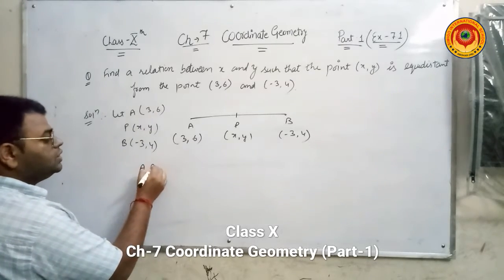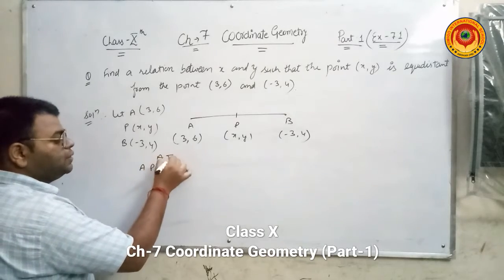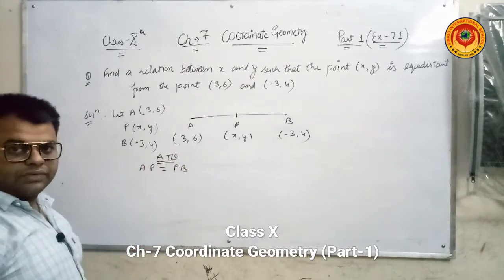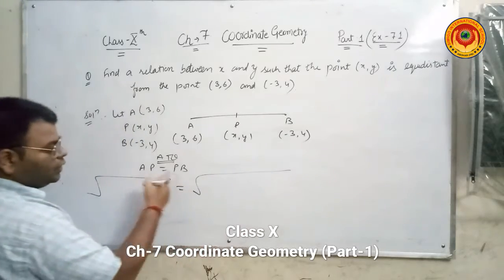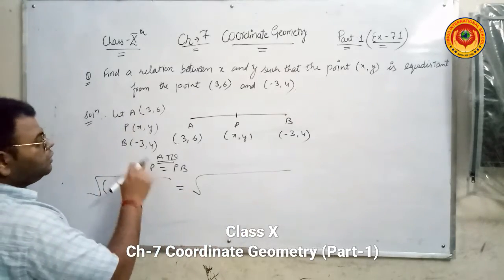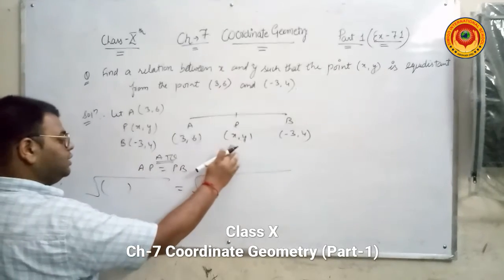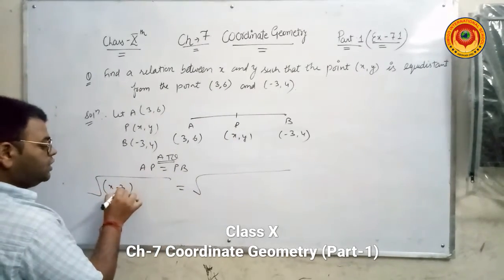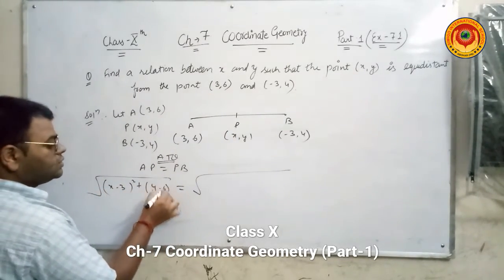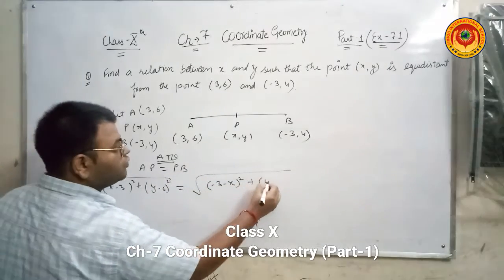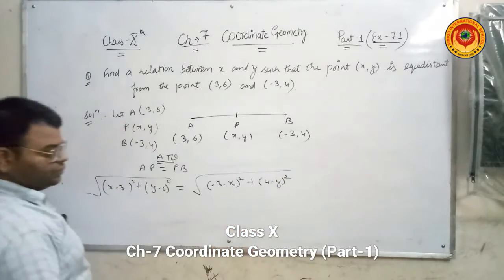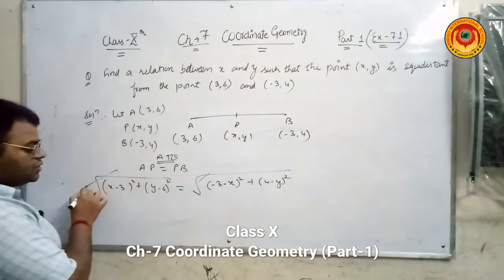The question says equidistant, so that means AP is equal to PB. Same as the previous question, again use the distance formula. AP is square root of (x minus 3) whole square plus (y minus 6) whole square. PB is square root of (minus 3 minus x) whole square plus (4 minus y) whole square. Any doubt? The square root sign cancels with the square root sign.